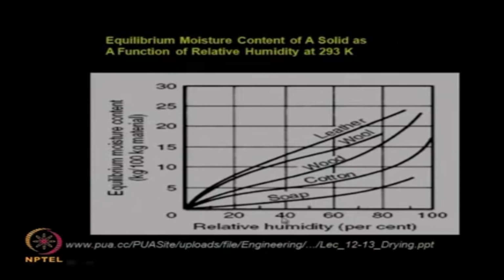So if I have a graph like this for any material of my interest, I can tell at a certain relative humidity what is the minimum I can reach with respect to the moisture present in that particular solid. So at a relative humidity of, for example, 40%, if I take cotton, the lowest amount of moisture I can reach down to is 5 kg of moisture per 100 kg of material, understand.